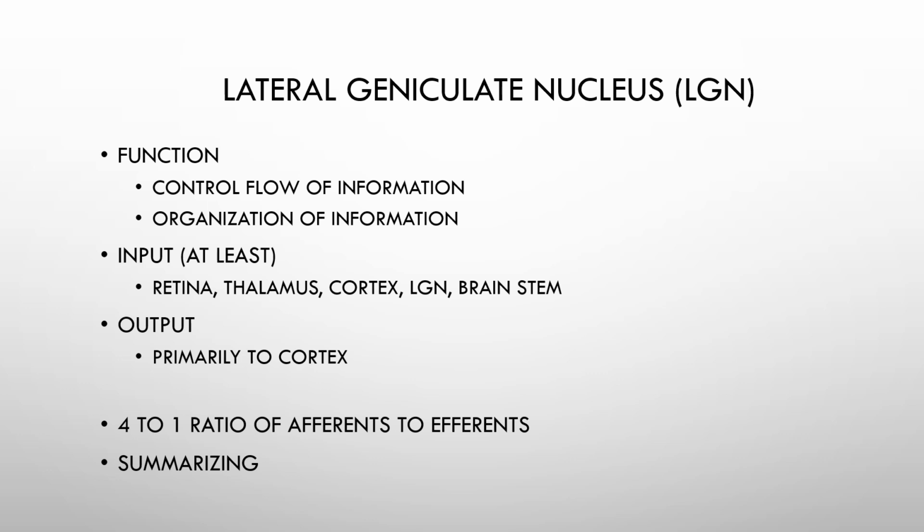So the output from the lateral geniculate nucleus is primarily to the cortex, actually to V1, the primary visual cortex. We see this 4-to-1 ratio of afferents, or arriving fibers, to efferents, or exiting fibers. It's getting input from many, many places, four times as much incoming information as outgoing information. And it is doing this summarizing so that we can find the information that's going to be important for us.